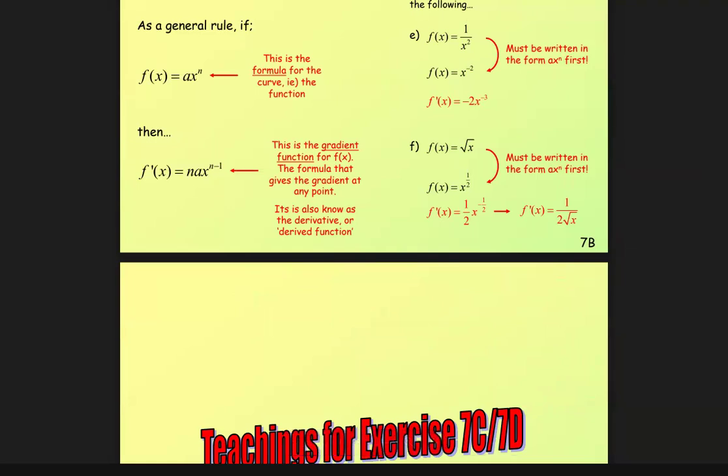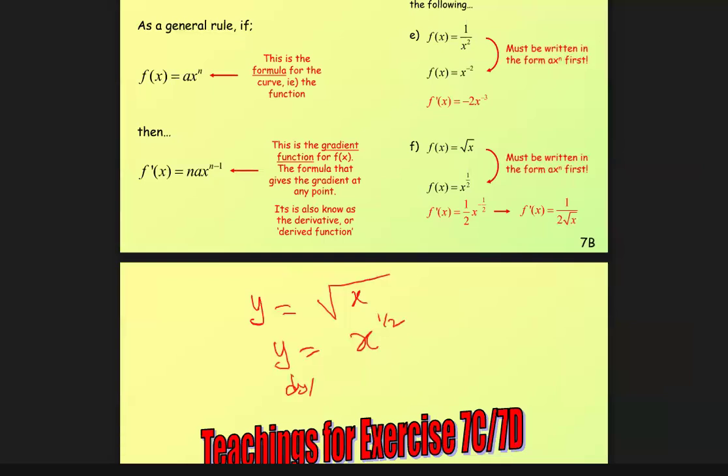It could also be a square root. So if you have something like y equals square root of x, in indices, square root means what? It means x to the power of half. So in this case, y equals x to the power of half.